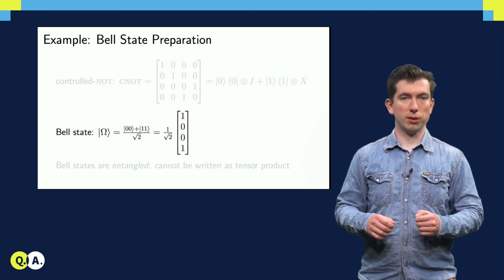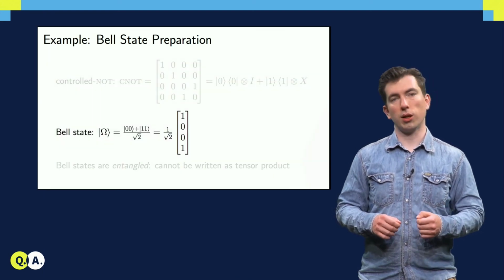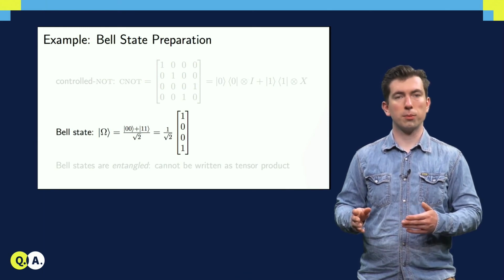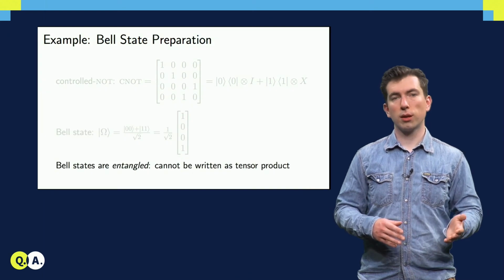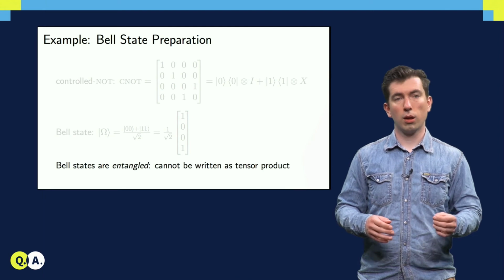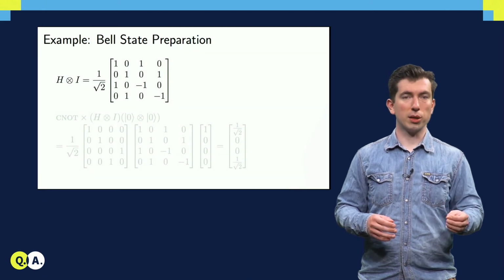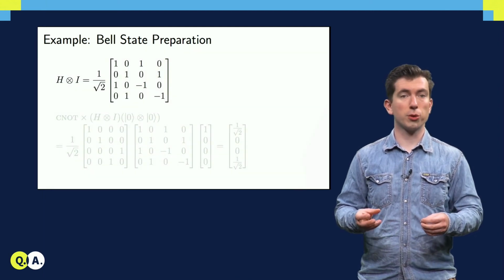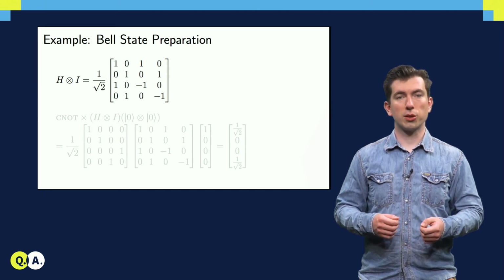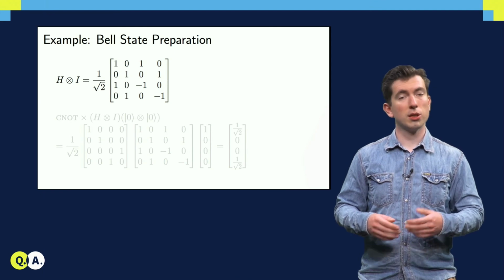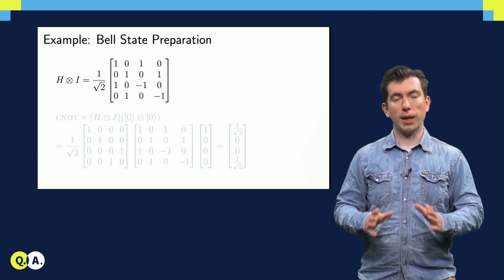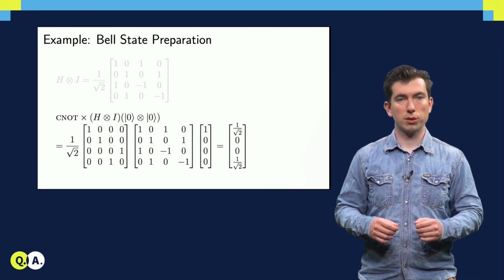Here we see the Bell state, which we're going to prepare using the CNOT. We can write it out using either ket notation or as a column vector. Note that the Bell state, just like the CNOT, cannot be written as a tensor product. The first step in preparing the Bell state is to perform a Hadamard operation on the first qubit, which has been initialized in the 0 state. So we calculate the tensor product of the Hadamard with the identity, since we're not going to do anything to the second qubit immediately.